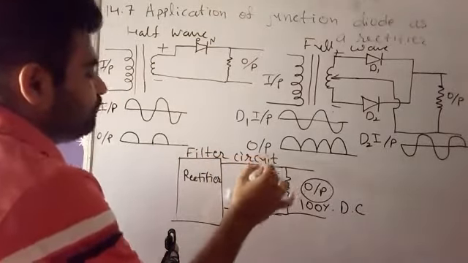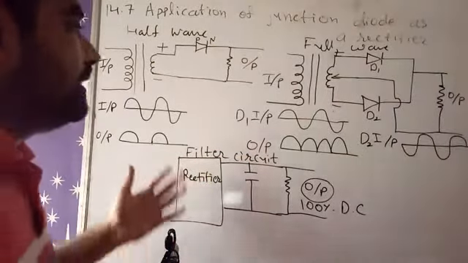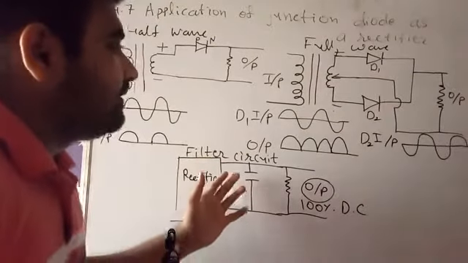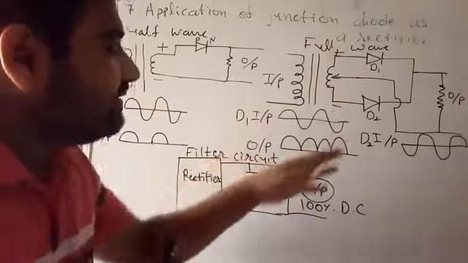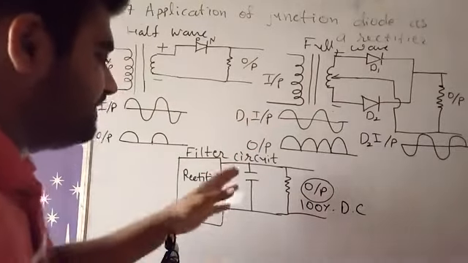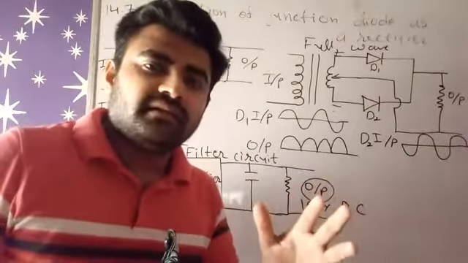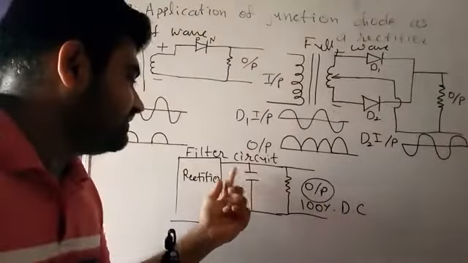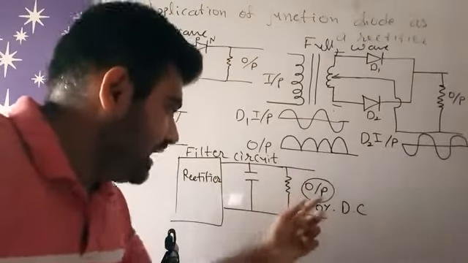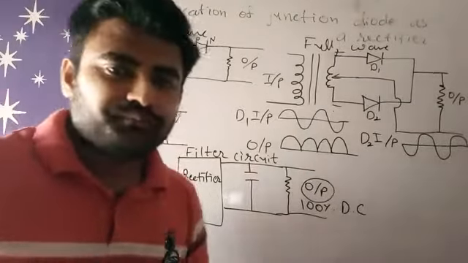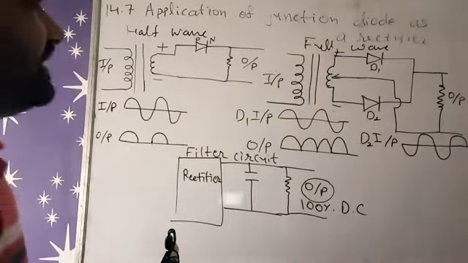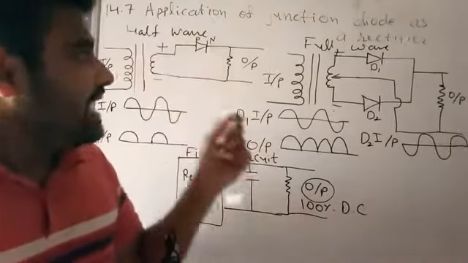The filter circuit is needed because the rectifier sends some AC signal inside the DC signal, meaning there will be about 80% DC signal but 20% AC signal. We have to remove that, and now it will be a 100% DC signal as output. So that's our application of the junction diode as a rectifier.